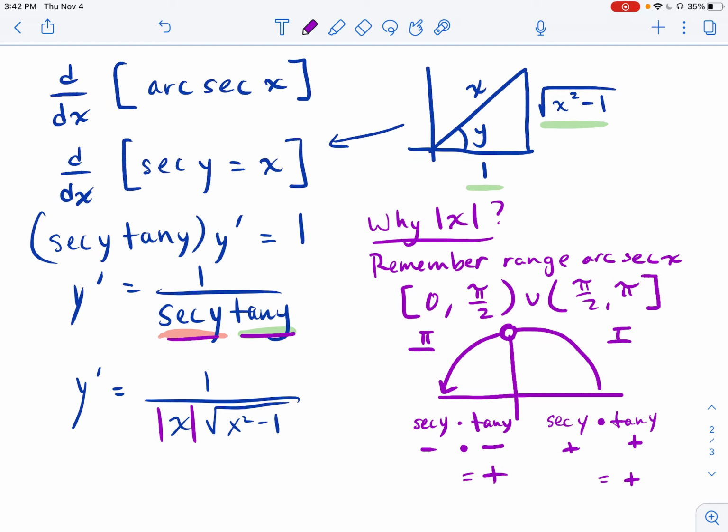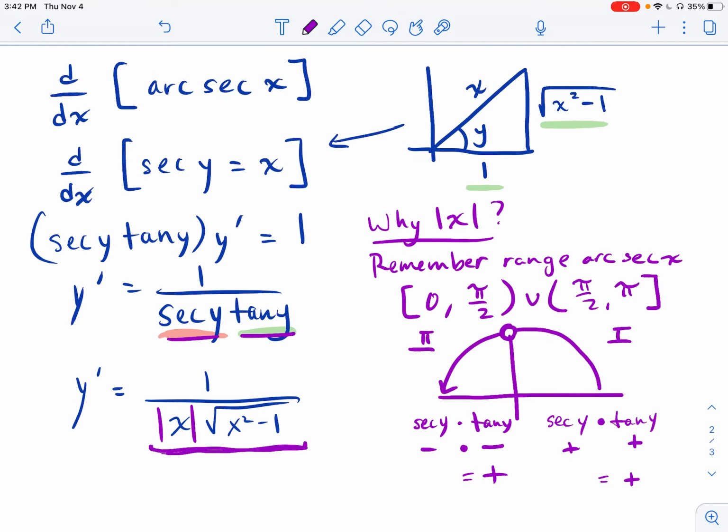So if our angles can only exist in quadrants 1 and 2, the product of secant y and tangent y must be positive. So we introduce this absolute value here just to ensure that the product of secant of y and tangent of y, this denominator here, must always be positive, right? And we only need to put it around the x because the square root of something is always going to be a positive real number. So we really don't have to worry about that. So we just make sure that our x term is going to have an absolute value.